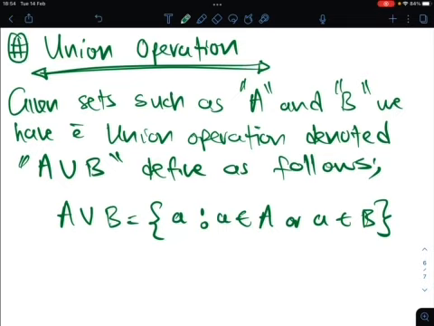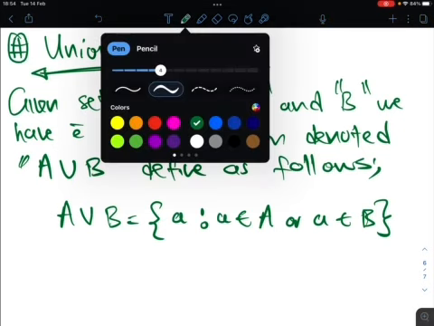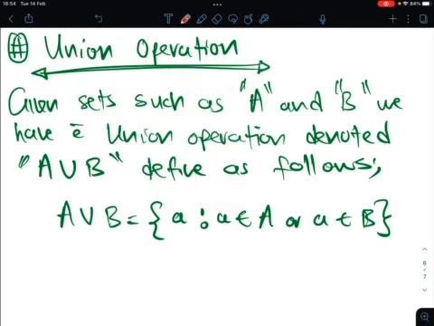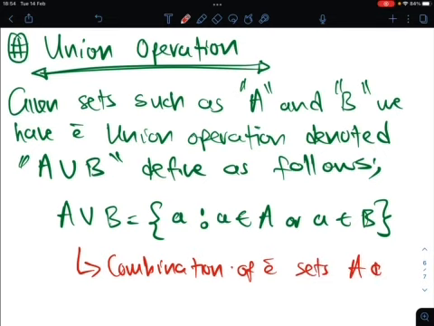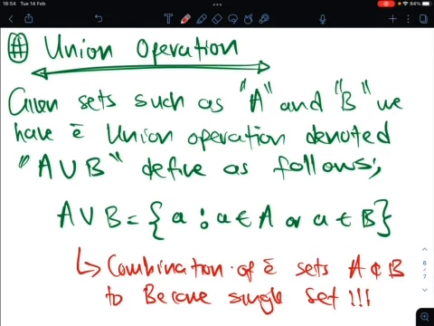But let's understand exactly what the union is. In simple terms, what we call the union of sets is just the combination of the sets A and B to become one set. It's more like unite. Union is a term derived from unite, meaning make one. So when they say find the union of those sets, it means you just have to unite them to become one single set. That's how the union operator works most of the time.